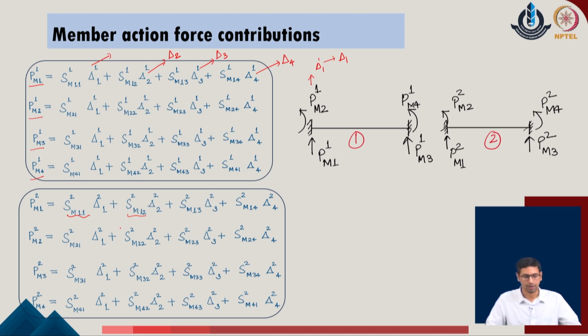In the same manner, when we go to member 2, we realize that delta 1 for member 2 is the degree of freedom appearing over here, and that is delta 3 in the given problem. Similarly, delta 2 corresponding to member 2 is delta 4 in the given problem, which is the rotation over here. Similarly, delta 3 corresponding to member 2 is delta 5, which is the translation at the third joint of the given problem, and the final value is delta 6, which is the rotation at the last or end joint of the given problem.